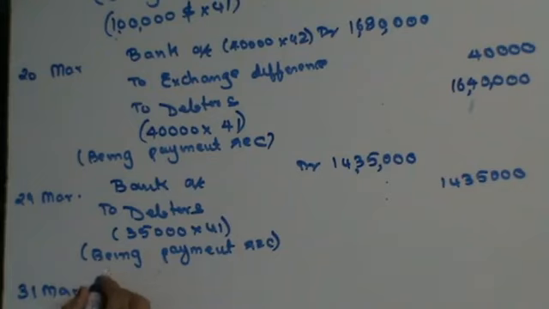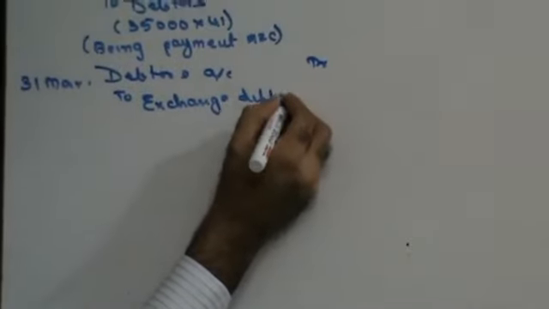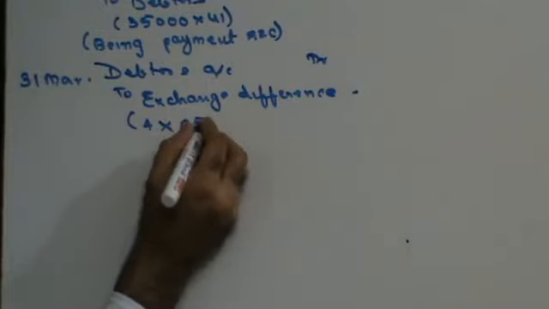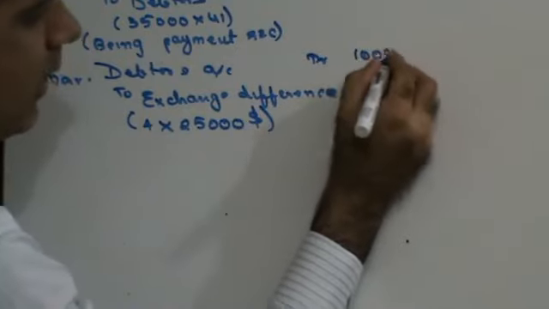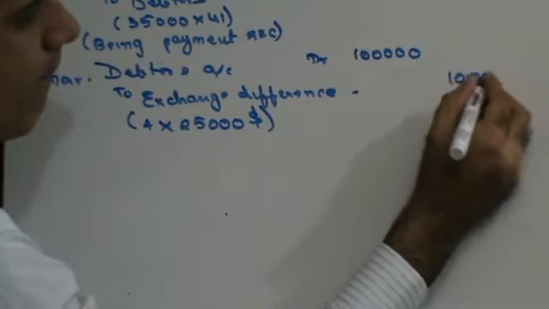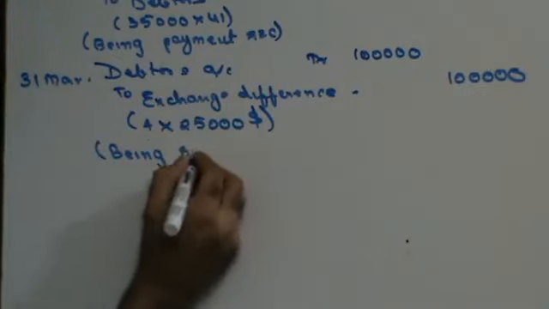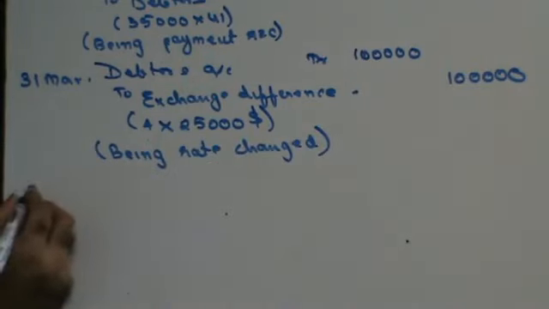You will make a profit of 4 rupees per dollar on $25,000. Profit, exchange difference on the credit side. So this will be debtors account debit to exchange difference. You are making a profit of 4 rupees per dollar on the payment that is yet to be received, $25,000. That means you are making a profit of 1 lakh, being rate changed, 31st March.